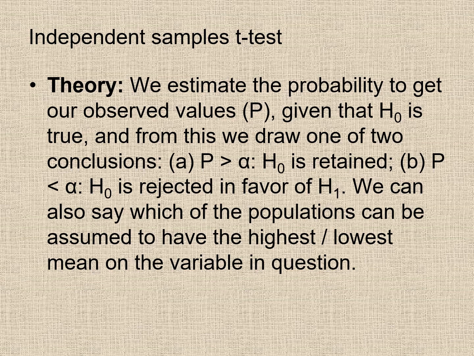If the calculated p-value is less than 0.05, less than the significance level, then we are allowed to reject the null hypothesis in favor of the alternative hypothesis. And we claim that there actually is a difference between the two population means. And if we claim that there is a difference between the two population means, then we can also say in what direction the difference goes. Which of the two populations can be assumed to have the higher and the lower mean on this variable.